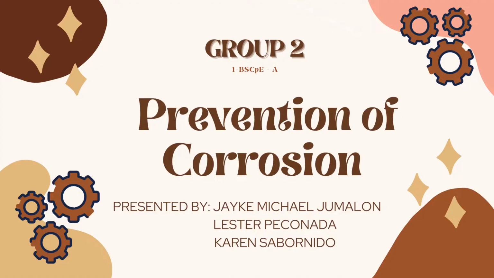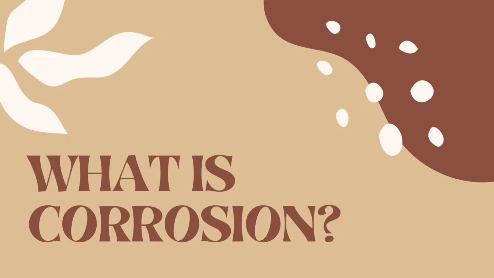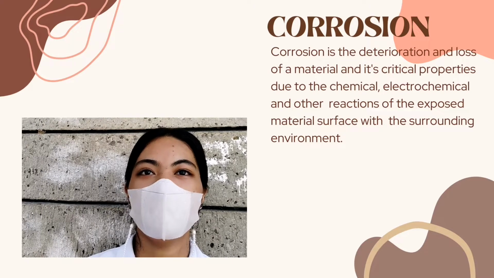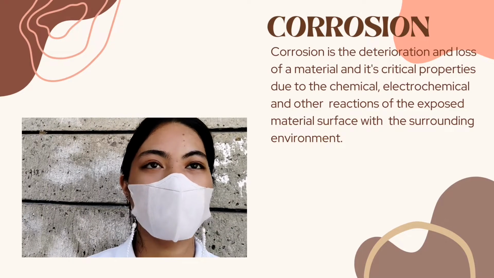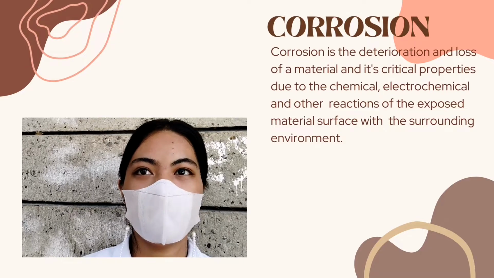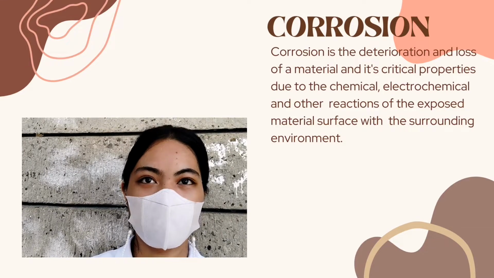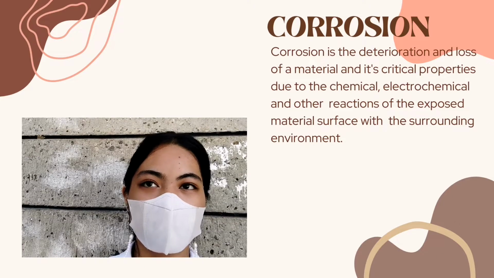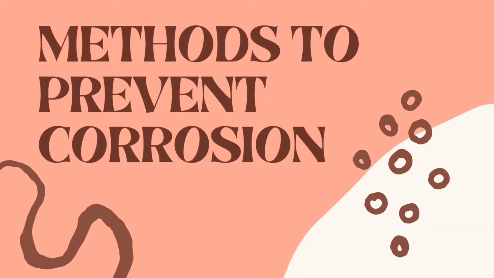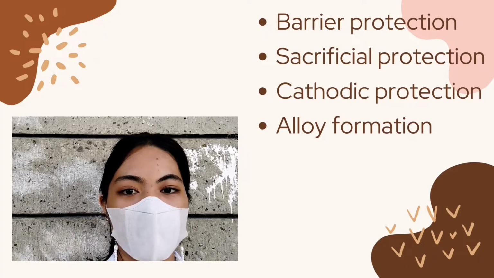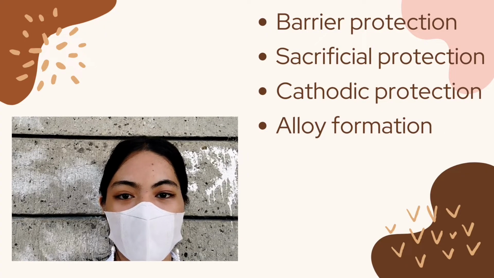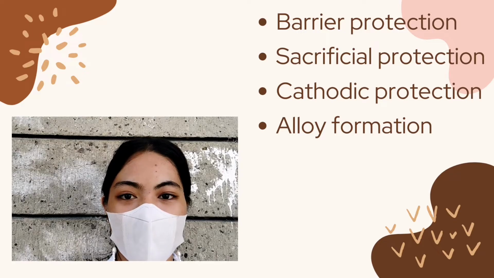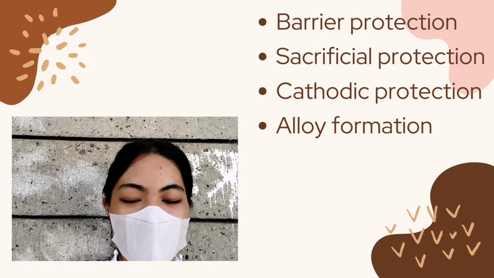Prevention of corrosion. What is corrosion? Corrosion is the deterioration and loss of a material in its critical properties due to the chemical, electrochemical, and other reactions of the exposed material surface with the surrounding environment. So there are four methods to prevent corrosion. First is the barrier protection, second is the sacrificial protection, third is the cathodic protection, and last is the alloy formation.